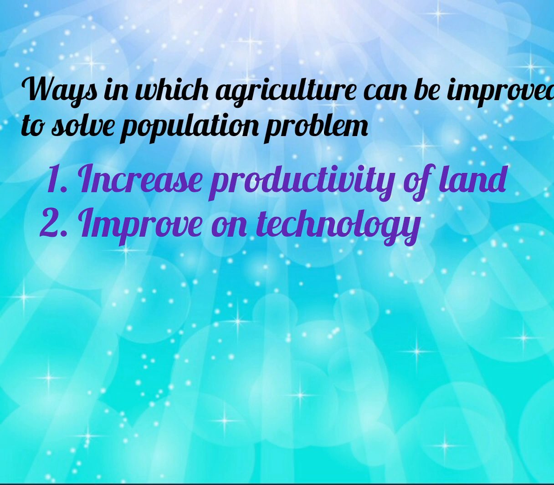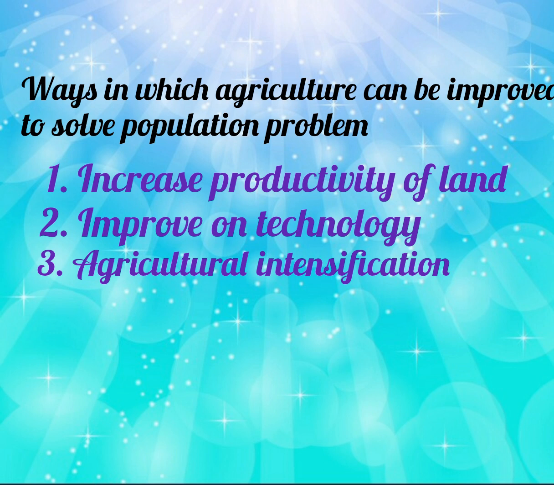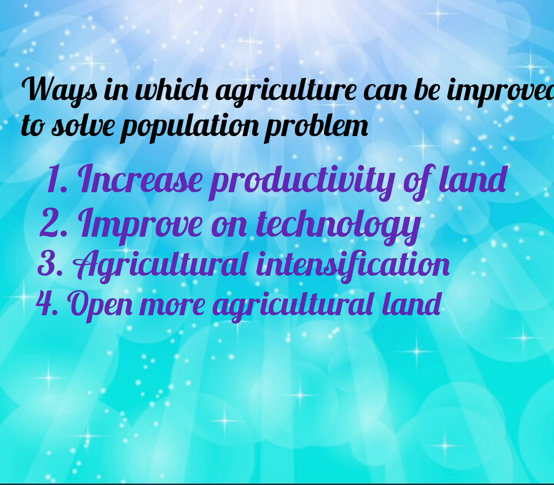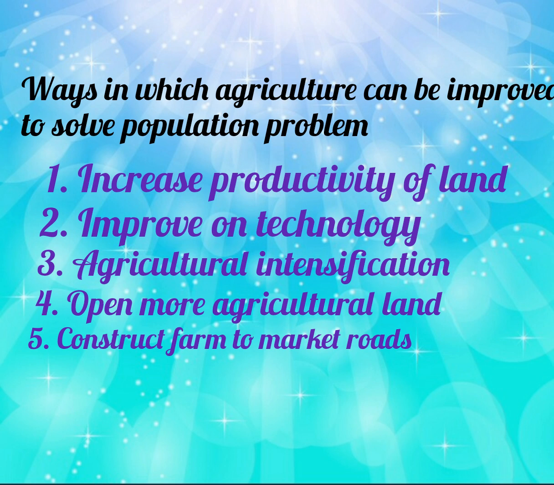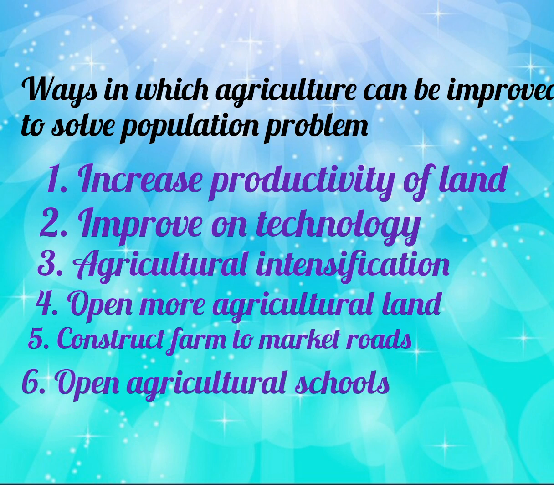The second, improve on technology. The third, agricultural intensification. The fourth, open more agricultural land. The next, farm to market roads should be arranged. The next, agricultural schools should be opened in order to train the population on the modern methods of farming. So these are the various ways in which agriculture can be improved in order to solve the population problem. So that's under section B, question 4.